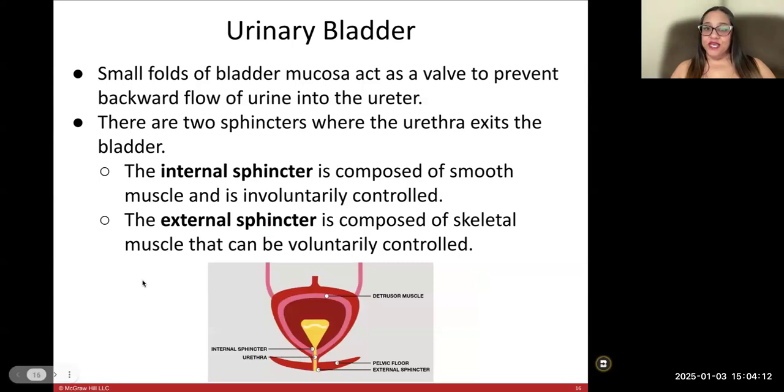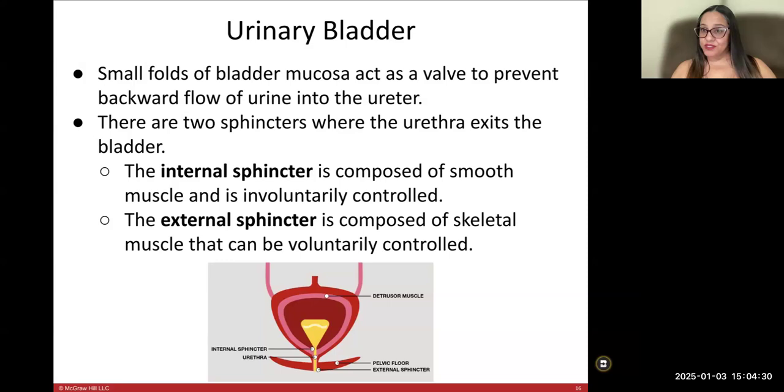Small folds of the bladder mucosa act as a valve to prevent backward flow of urine back into the ureter. There are 2 sphincters where the urethra exits the bladder. The internal sphincter is composed of smooth muscle and is involuntarily controlled. You can't control that one. The external sphincter is the one you can control.